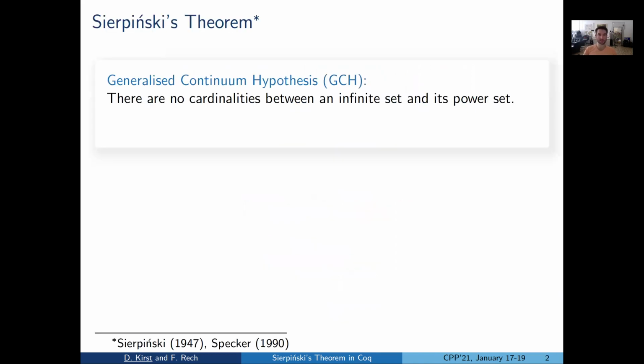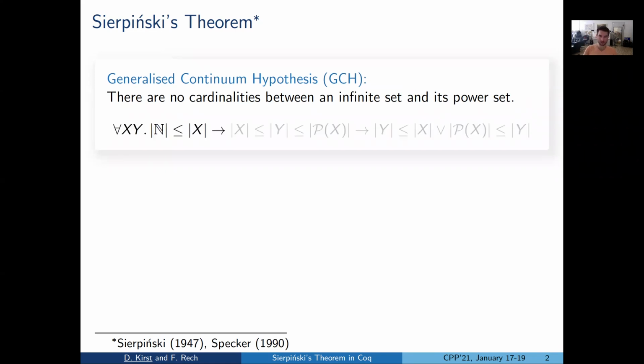So starting with the statement, what is the generalized continuum hypothesis? This is a set theoretic principle stating that there are no cardinalities between any infinite set and its power set. More formally, if we have a set X, which is infinite by admitting an injection from the natural numbers, and we have a second set Y, which is squeezed in between X and X's power set, then one of those cardinality comparisons must be invertible. So either Y is already below X, or the power set of X is below Y.